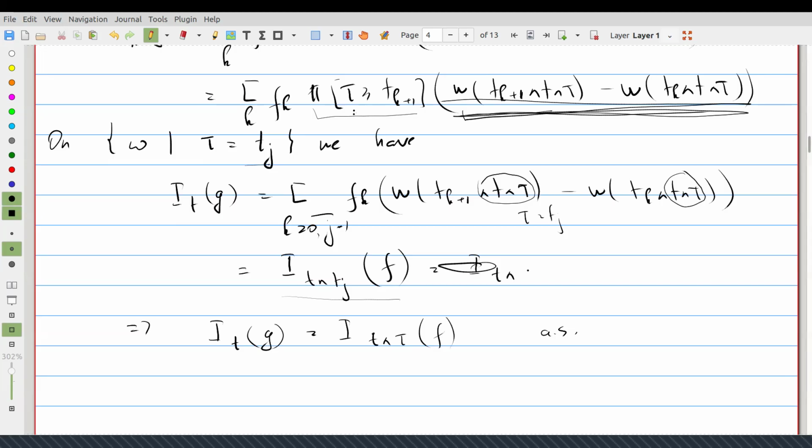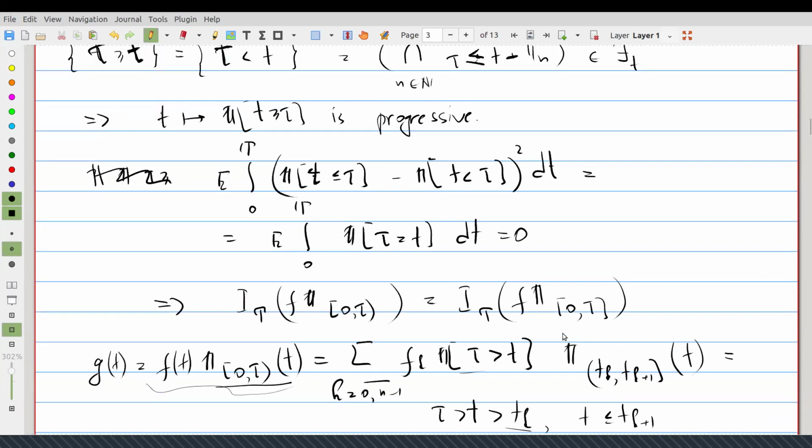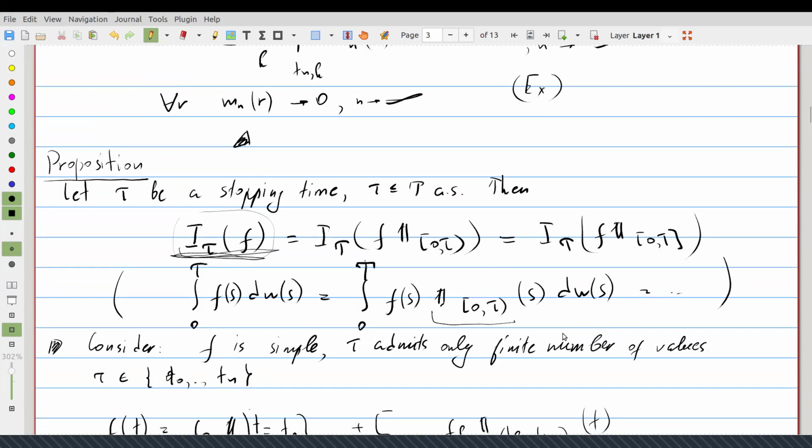And then passing to the limit, we can obtain what we want. The only problem I think here is that here I should have put tau minimum t, as we can see. Oh, we don't need it here. We don't need it here because tau is less than tau.